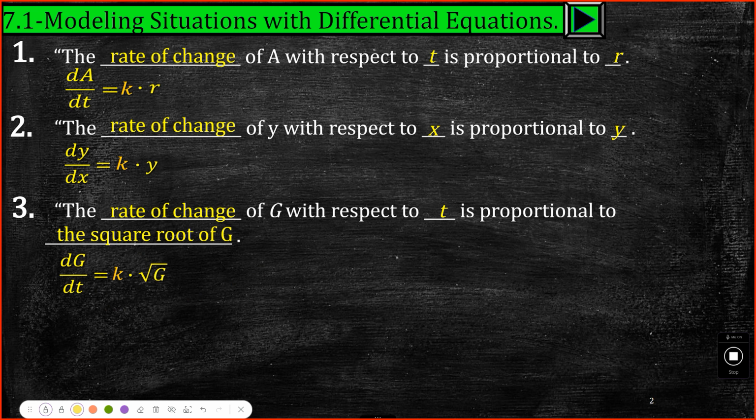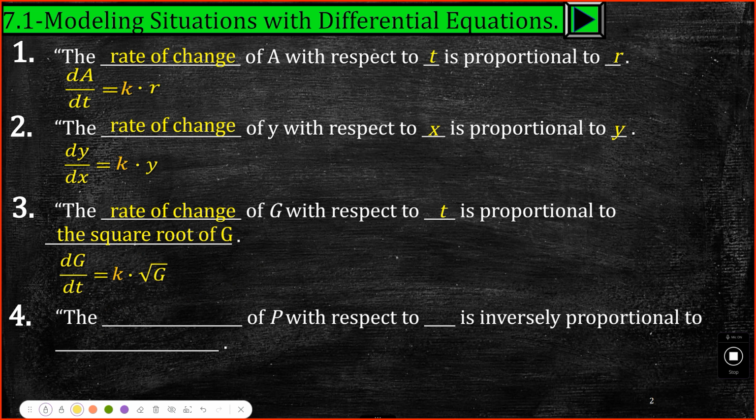Let's do one more, last one. The rate of change of p with respect to what? With respect to t, back to t. The rate of change of p with respect to t is inversely proportional. So here's another one, and I don't have an example. There's even another one called jointly, but when it comes up on the homework, we'll go over that. The rate of change of p with respect to t is inversely proportional to the cube root of p.